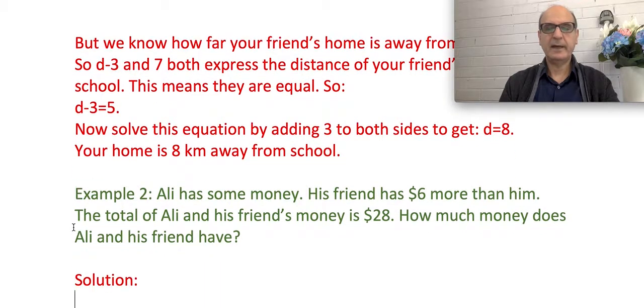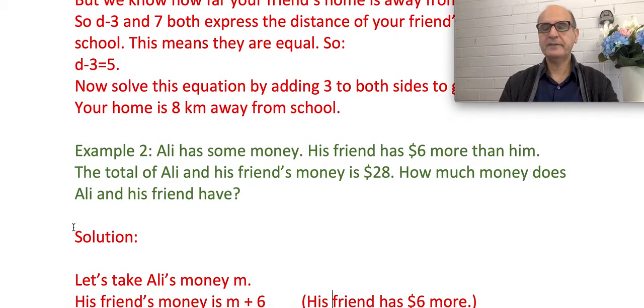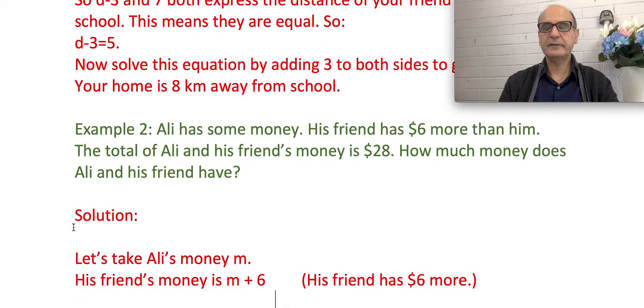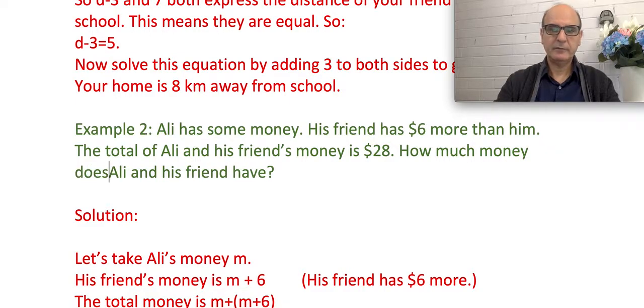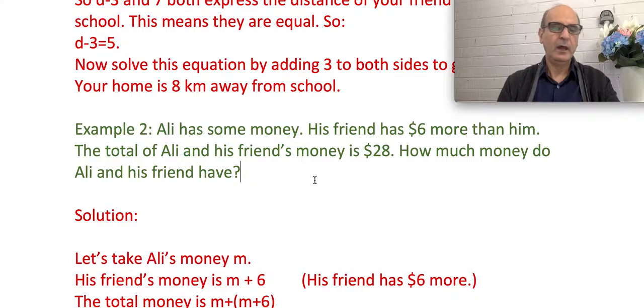Another example. Ali has some money. His friend has $6 more than him. The total of Ali and his friend's money is $28. How much money do Ali and his friend each have?